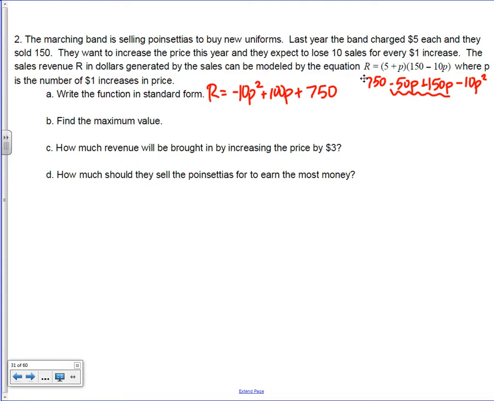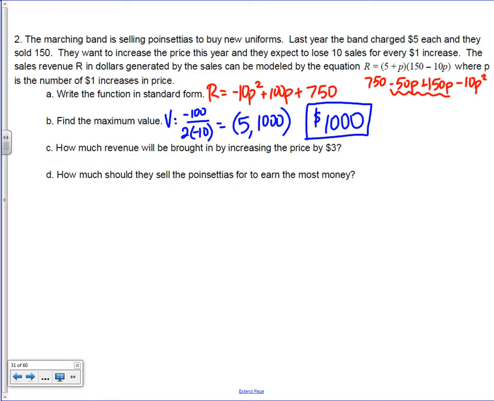All right, find the maximum value. Well, that, of course, happens at the vertex. So let's do our negative b over 2a, and it looks like that. This should give you 5. And then plugging in that 5 should give you 1,000. So the maximum value is 1,000. The question is 1,000 what? Well, this is telling me the dollars generated by sales. So they will generate $1,000 as their maximum.